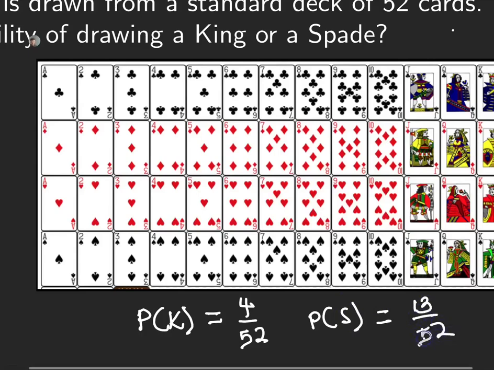52. Now, we should know that this is not a mutually exclusive event. The reason being that there's a likelihood of us getting a king which is also a spade. Right? So they are not mutually exclusive. They can both occur at the same time.